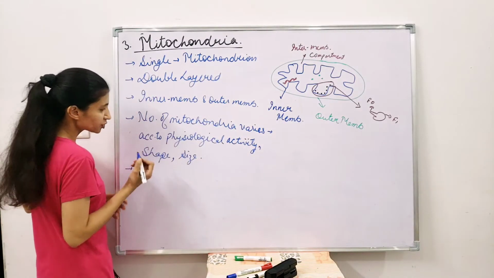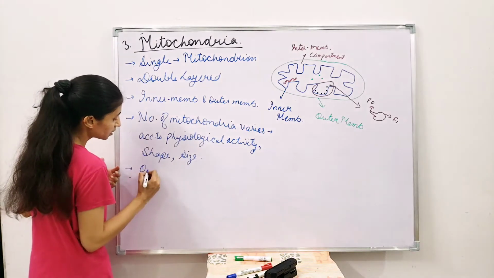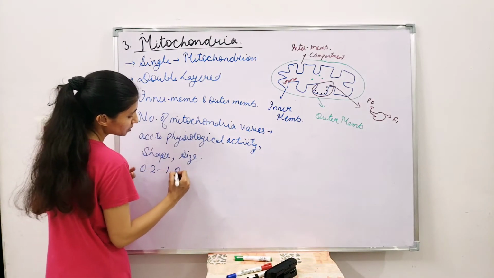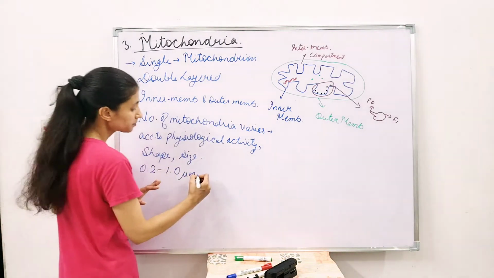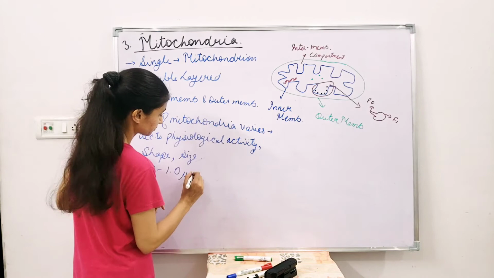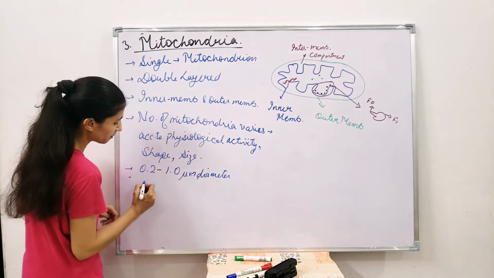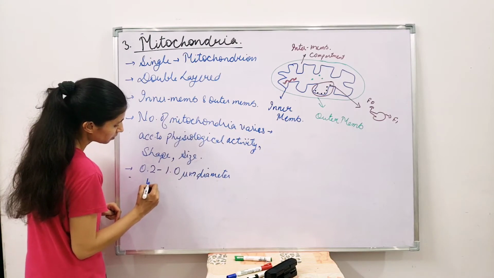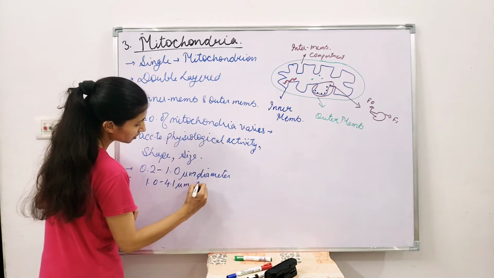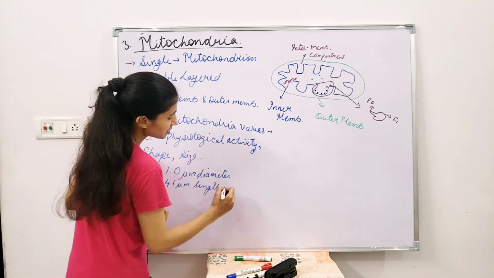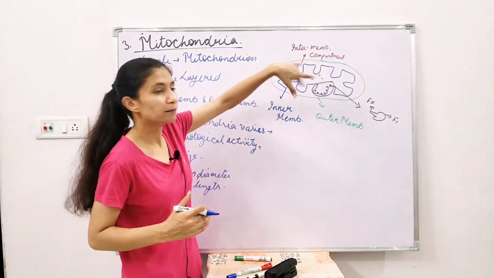Now if you look at the size of the mitochondria, mitochondria usually has a diameter of 0.2 to 1.0 micrometer. This is the diameter of your mitochondria. And if you look at the length of the mitochondria, it ranges from 1.0 to 4.1 micrometer in length. Diameter is this one and this is the length of the mitochondria.